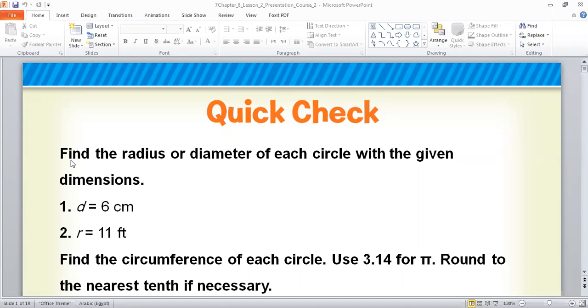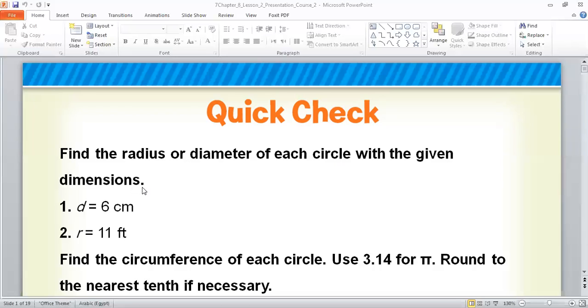Read with me the question. The question says: find the radius or the diameter of each circle with the given dimensions. Again, the question is what? Find the radius or diameter of each circle with the given dimensions.